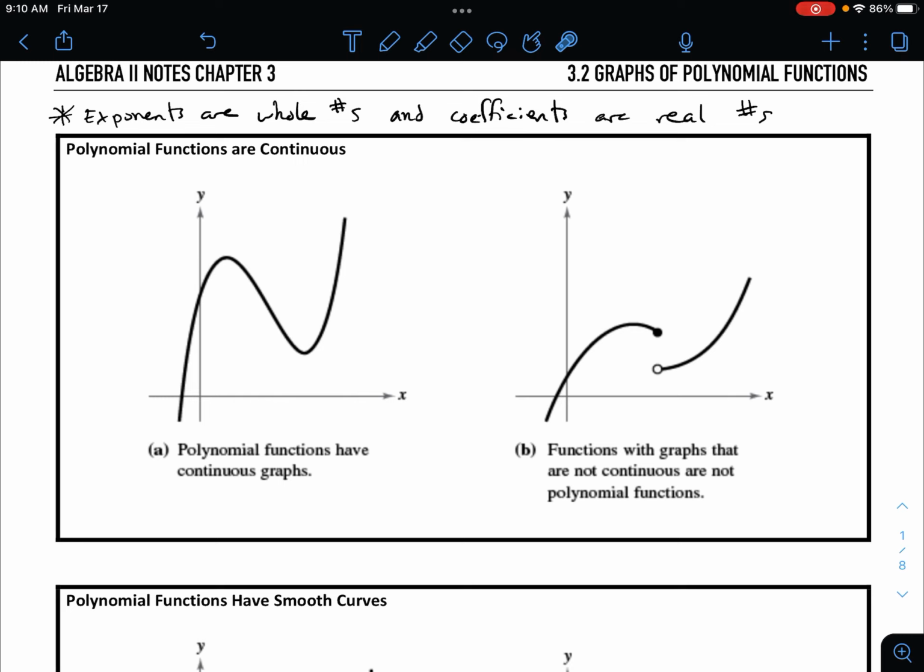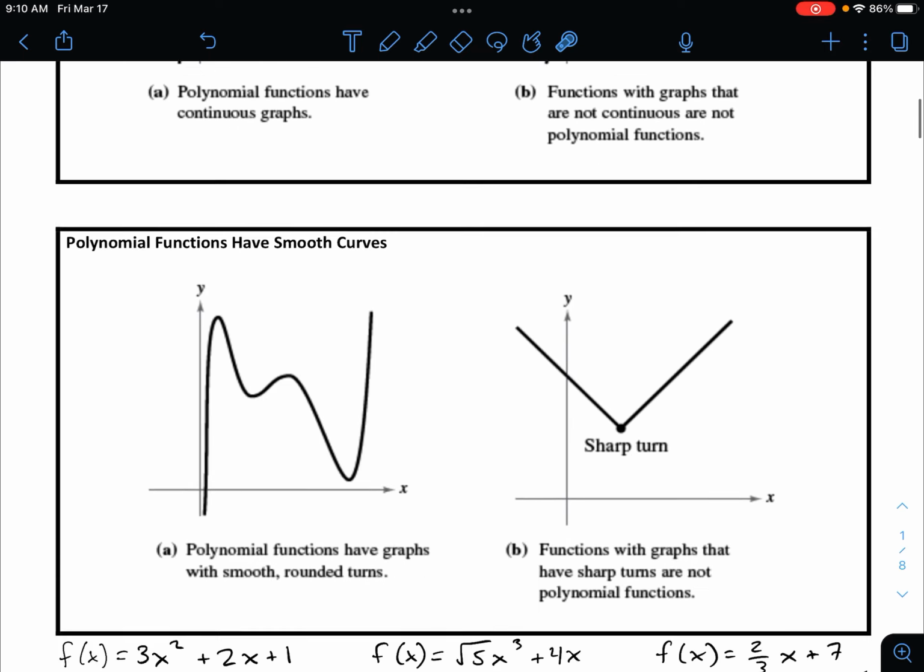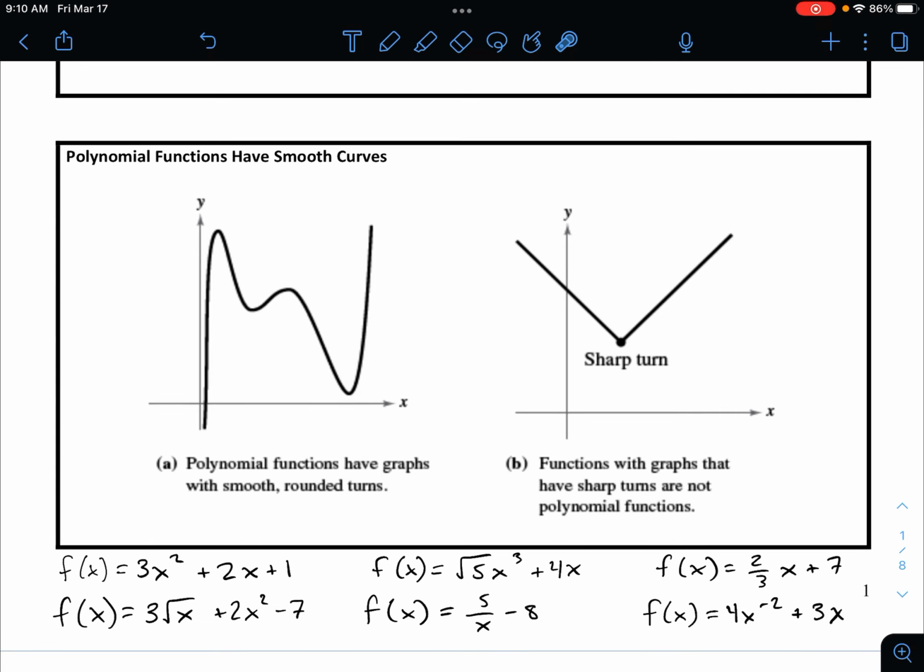You'll notice that polynomial functions are continuous, so they start and they continue along a curved path, and there's no interruptions. All right. We also know that polynomial functions have smooth curves. There are no sharp turns in a polynomial function, so you'll always see kind of smooth transitions.